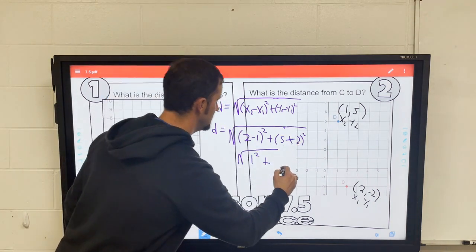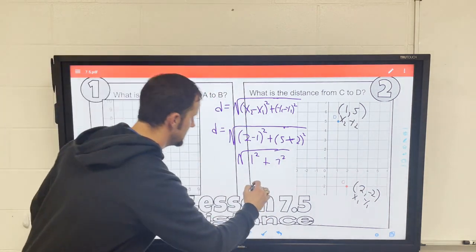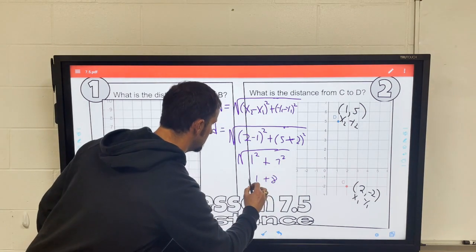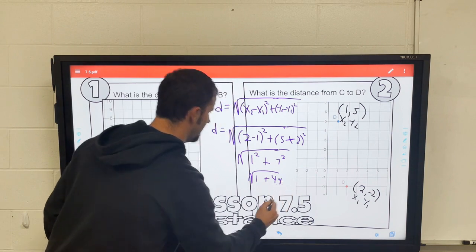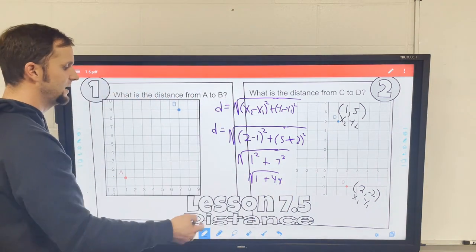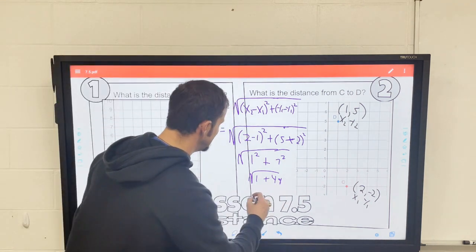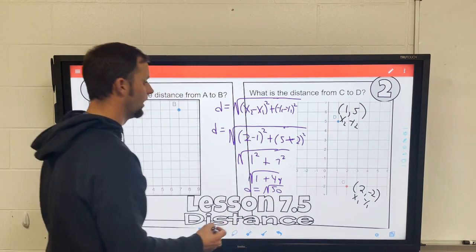Then 5 plus 2 is going to end up giving me 7. 1 squared is going to give me 1. 7 squared, sorry, is going to give me 49. And now 1 plus 49 is going to be the square root of 50. So technically speaking, my distance is going to equal the square root of 50 here, okay?